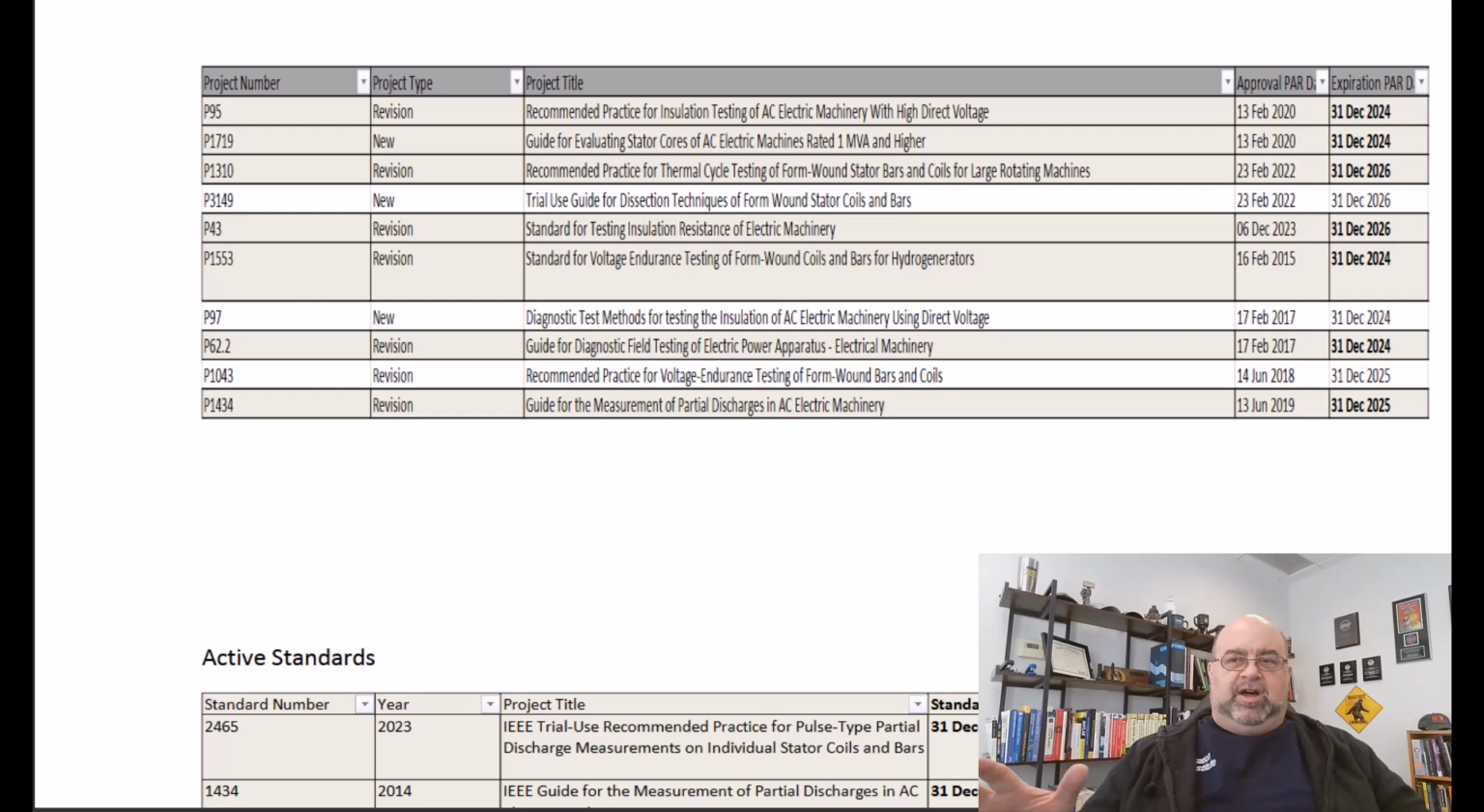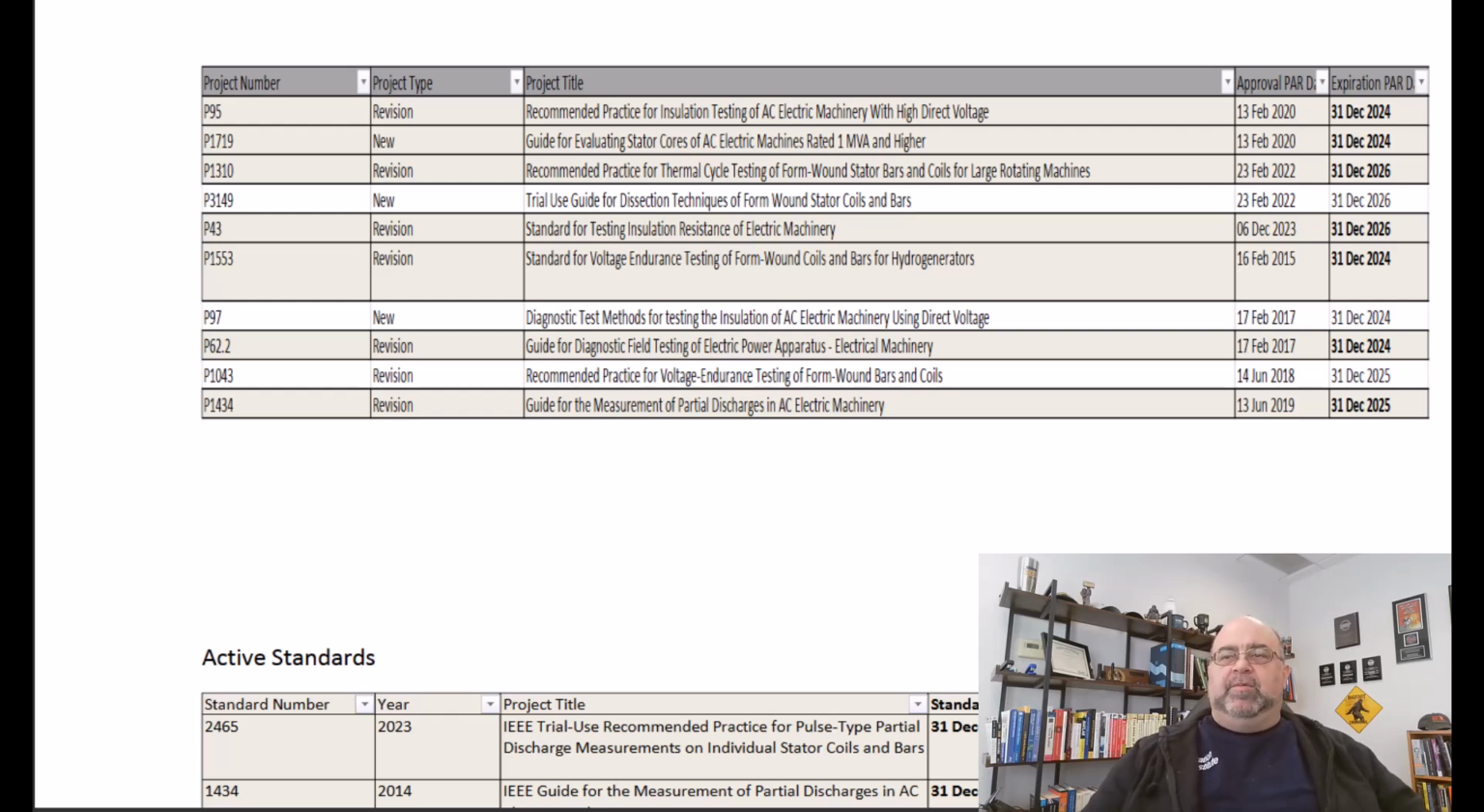So part of my responsibility in that group is to also represent not just form wound machinery, but smaller random wound machinery, as does Dave McKinnon from PDMA. So he and I keep some focus on technologies that we used to have a much larger presence for in the past in these committees. Now it's primarily large form wound equipment, big generators, and so on.